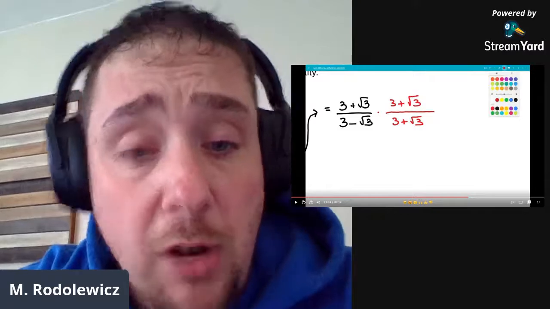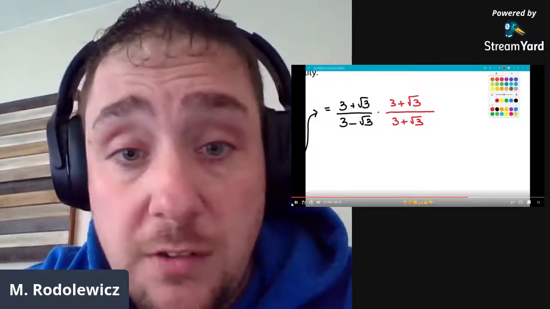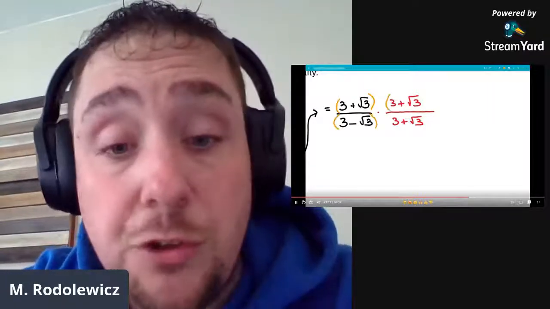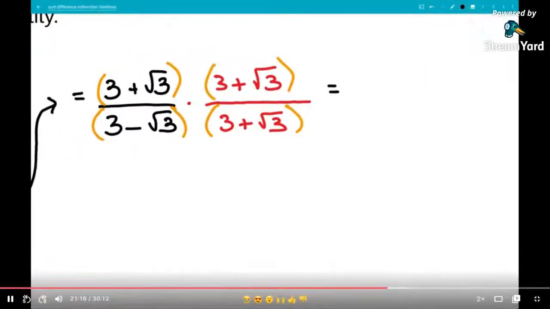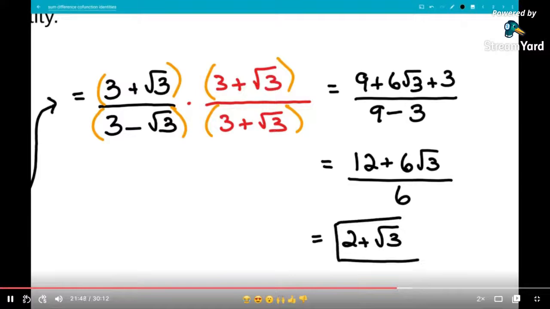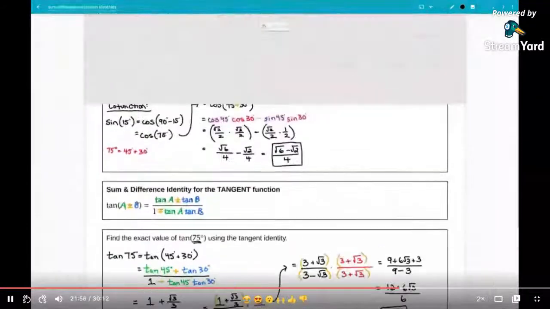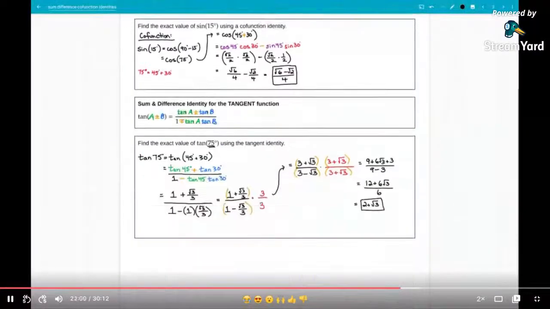But there are some shortcuts. When I look at the denominator, I do notice that it is a difference of squares. If you don't know what I'm talking about, then just use your method of foiling or expanding. But for those of you who are familiar with the difference of squares, the denominator becomes 3 squared minus the square root of 3 squared, known as 9 minus 3. And the numerator expands out as written. The rest here is basic arithmetic, combining like terms, simplifying, and complete.